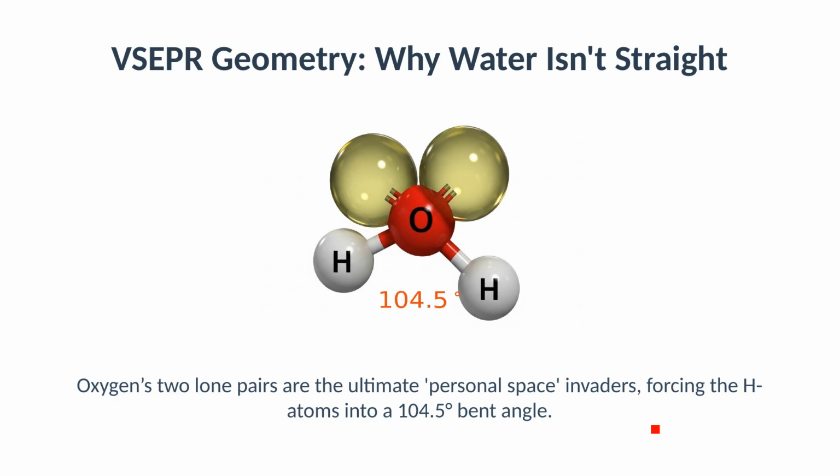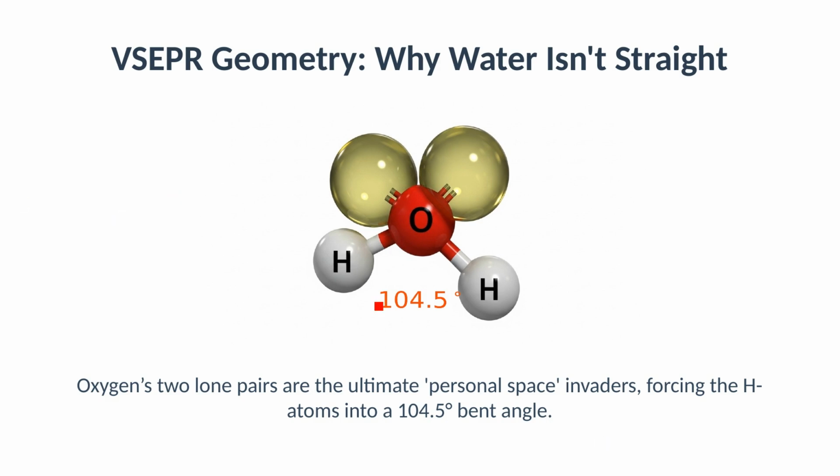Why isn't it just a straight line? If you look at this 3D model, notice those two big electron clouds on top of the oxygen. Those are lone pairs, and they are the ultimate personal space invaders. They push those hydrogen atoms down with such force that they're locked into that specific 104.5 degree angle you see highlighted in bright yellow.